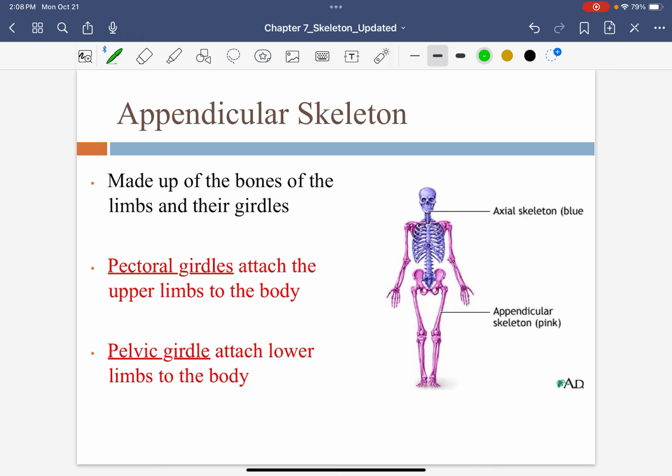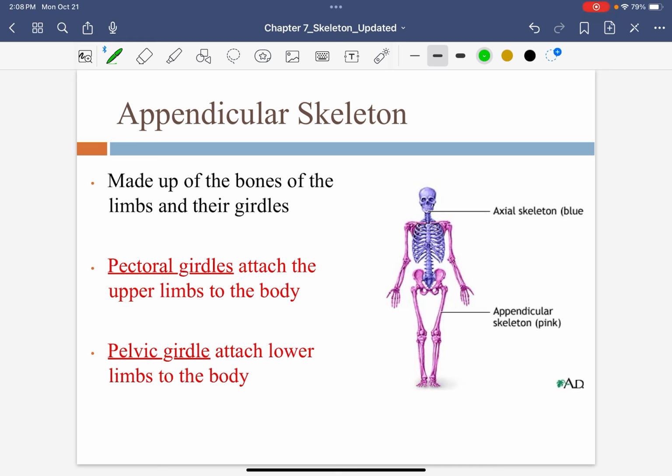Axial skeleton was skull, rib cage, vertebral column. The function of the axial skeleton is more about protection. That makes sense. The skull protects the brain. The rib cage protects the heart and lungs. The vertebra protect the spinal cord.